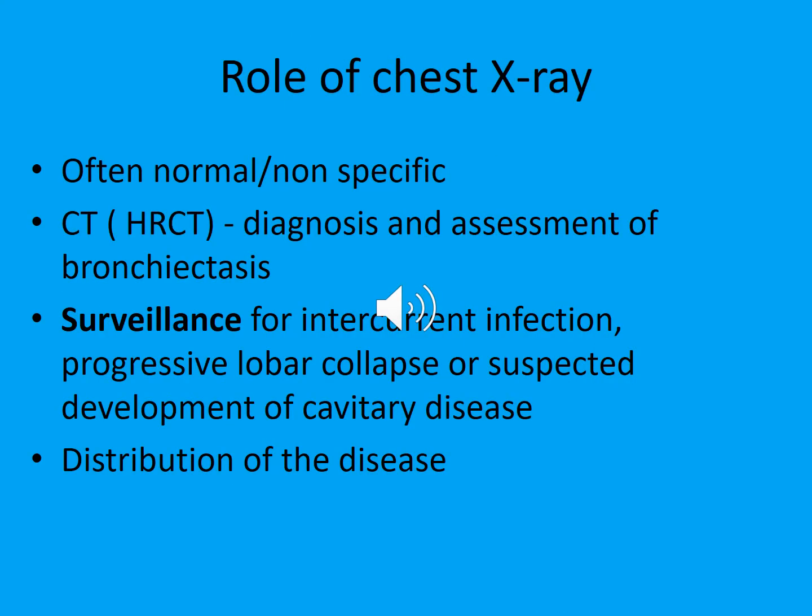Chest X-ray in patients with bronchiectasis is often normal or non-specific, and diagnosis and assessment of bronchiectasis is done on CT. However, the chest X-ray does have a role in surveillance for intercurrent infections or progressive lobar collapse or suspected development of cavitary disease. It can also give you an idea of the distribution of the disease.